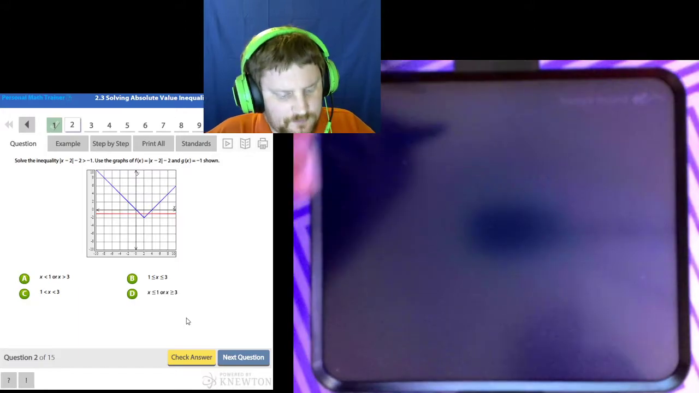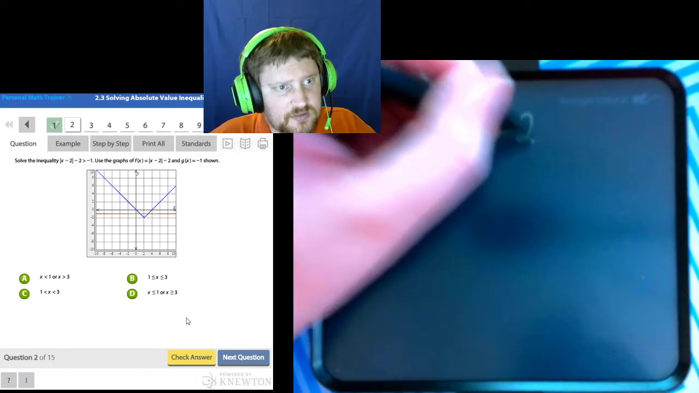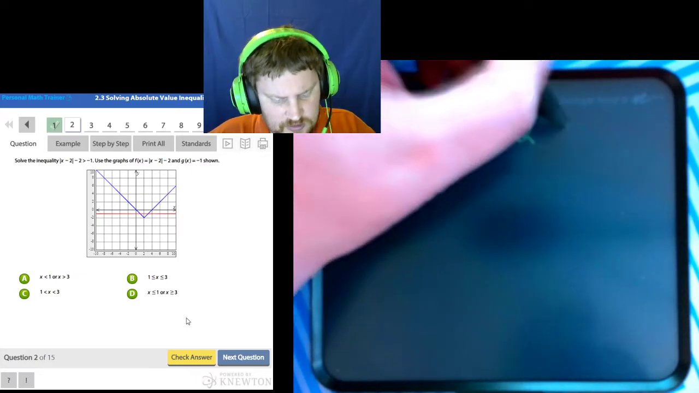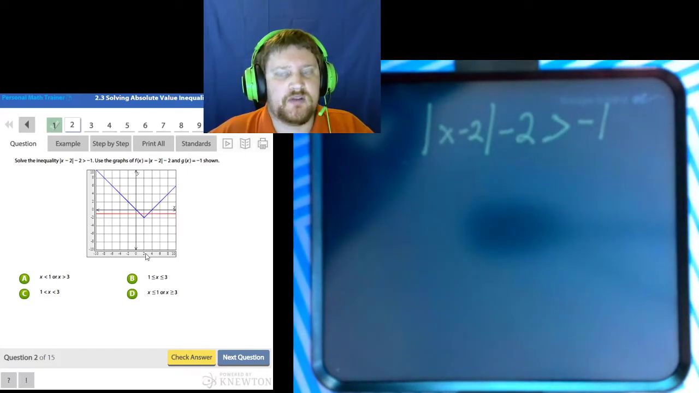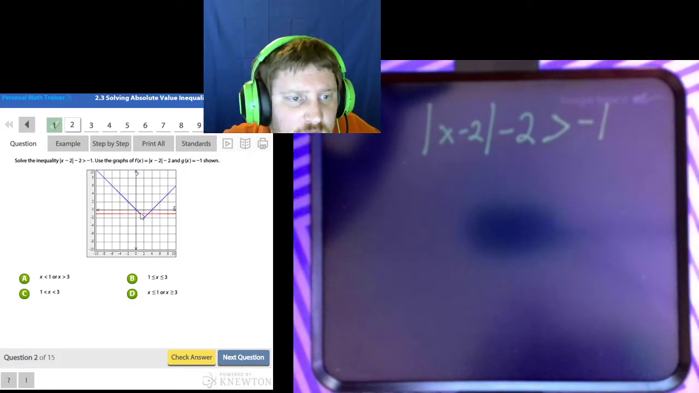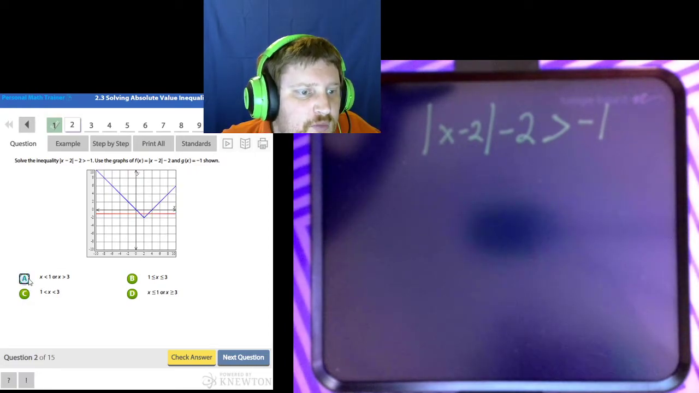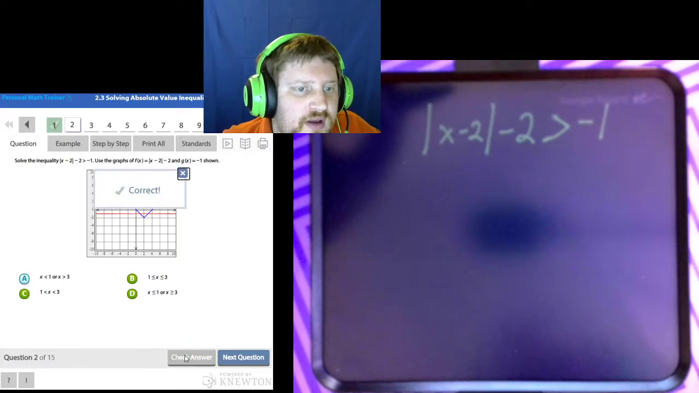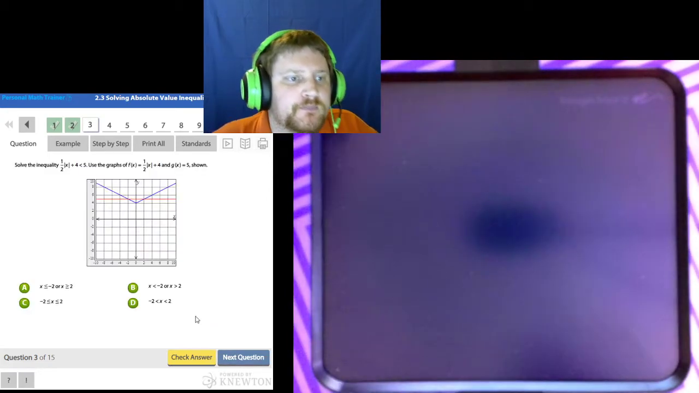Same basic thing. Absolute value of x minus 2 is greater than negative 1. So we want to find out where it's greater than. And if we're going to use the graph, we can just find where it's greater than. So that would be over here, and over here. So when it's less than 1, and when it's greater than 3. So x is less than 1, or x is greater than 3. And we could do that algebraically, but we'll save that for another time.